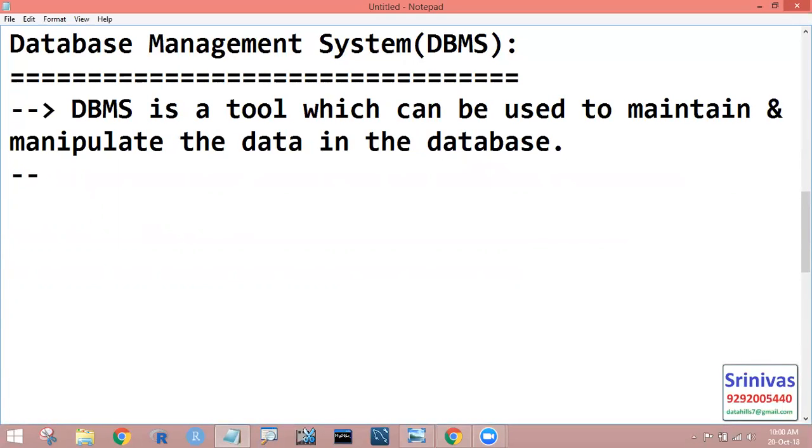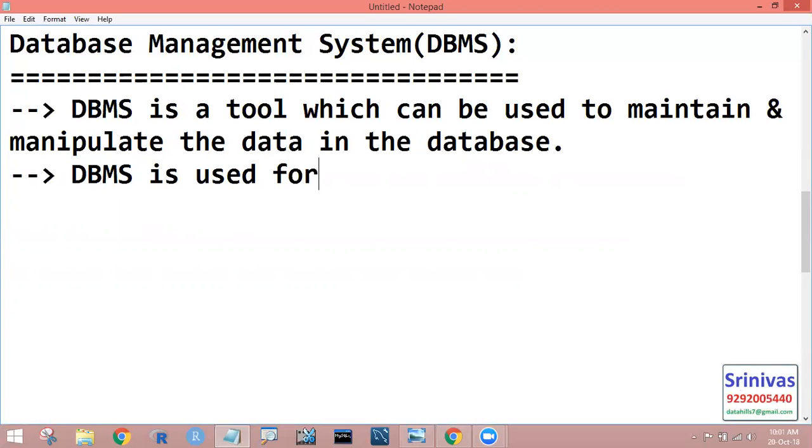See, this DBMS is mainly used for storing the information, accessing the information, sharing the information, and it also provides some security to the information. All right, these are the main uses of this DBMS.